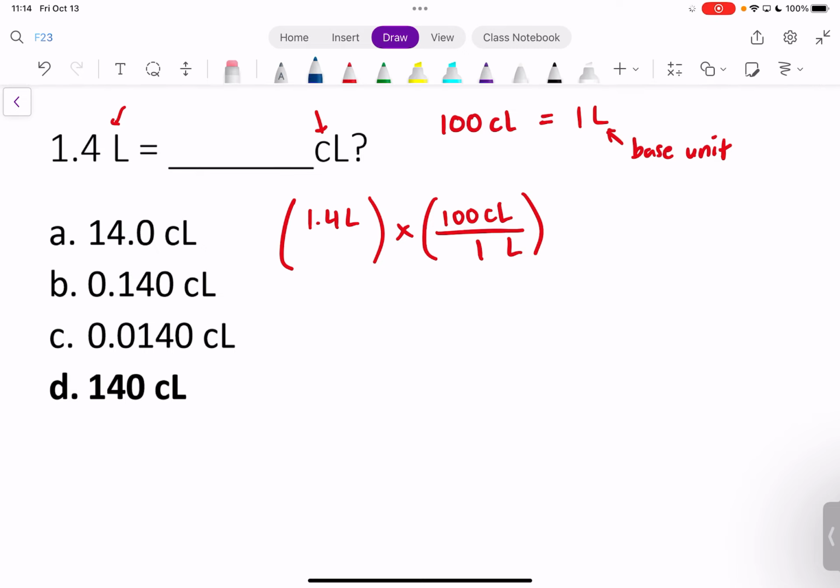Now this is great because liters cancel out, and we're left with centiliters. How many centiliters? Well, that comes from calculating it. So you've got to plug that into your calculator. 1.4 times 100 is just 140.